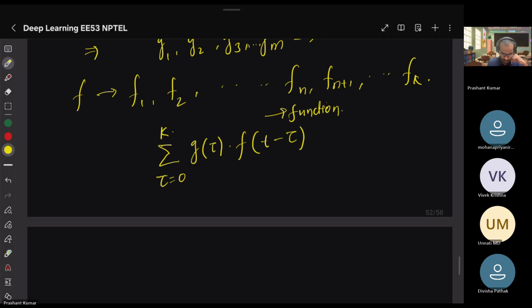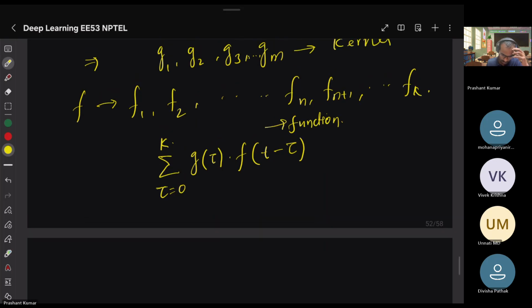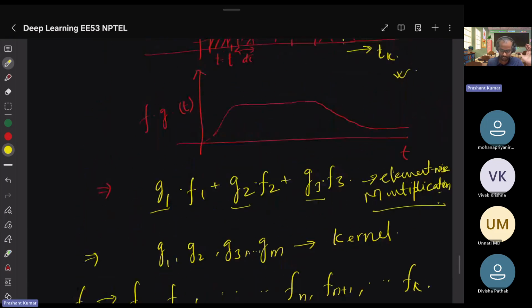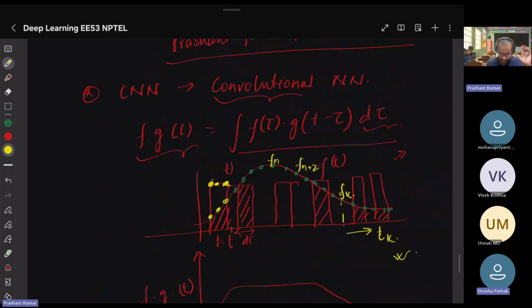Here you are writing G tau into F t minus tau. But when you did the multiplication, you did G1 F1, G2 F2, right? So you did G tau F tau. Let's take this element, I started with here.